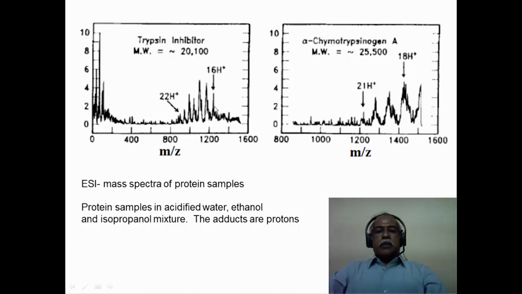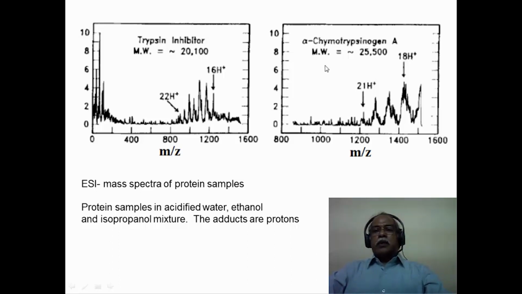Let us take for example, this is 16, 17, 18, 19, 20. The m/z for 20 corresponds to somewhere around 1000 or so. So if Z is 20, that essentially comes to the molecular weight of 20,000 or so in the case of the trypsin inhibitor.